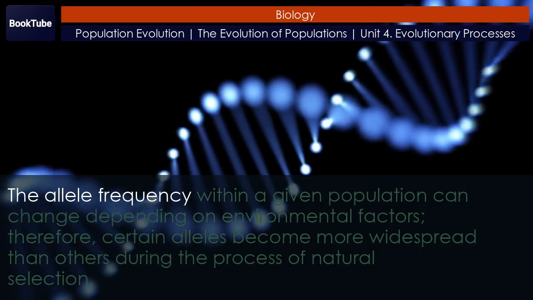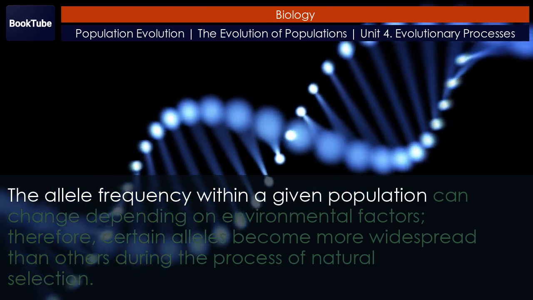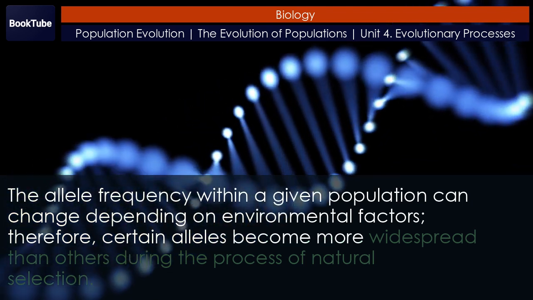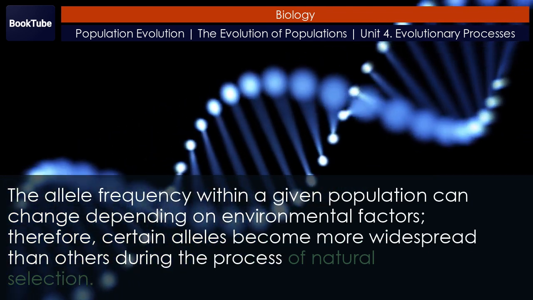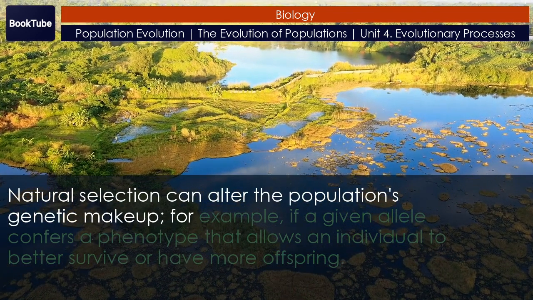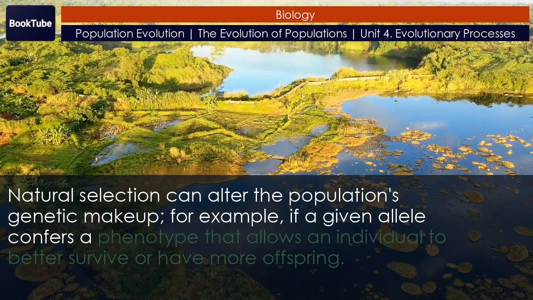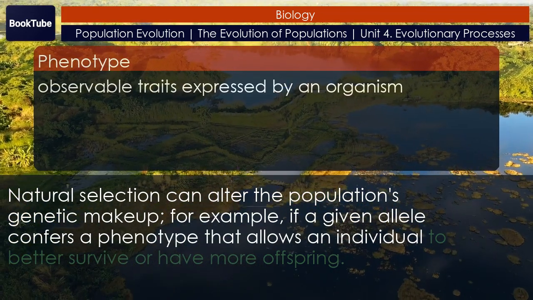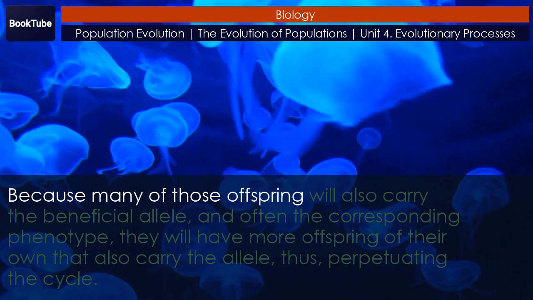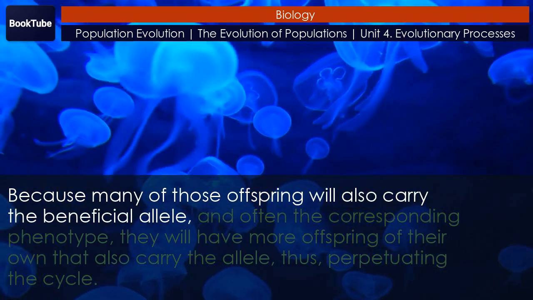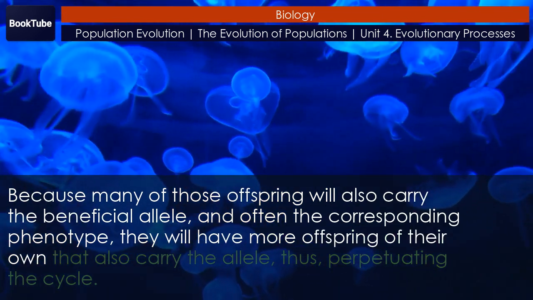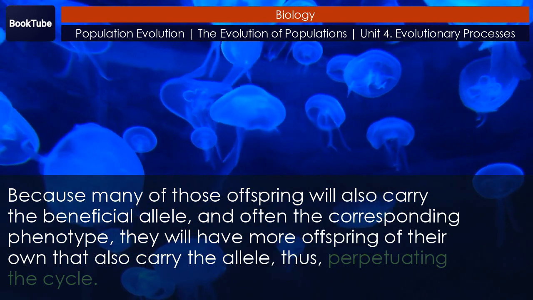The allele frequency within a given population can change depending on environmental factors. Therefore, certain alleles become more widespread than others during the process of natural selection. Natural selection can alter the population's genetic makeup. For example, if a given allele confers a phenotype that allows an individual to better survive or have more offspring, because many of those offspring will also carry the beneficial allele, and often the corresponding phenotype, they will have more offspring of their own that also carry the allele, thus perpetuating the cycle.